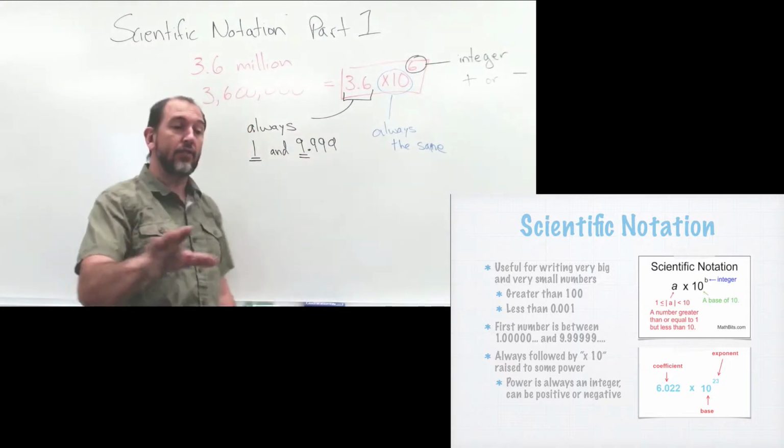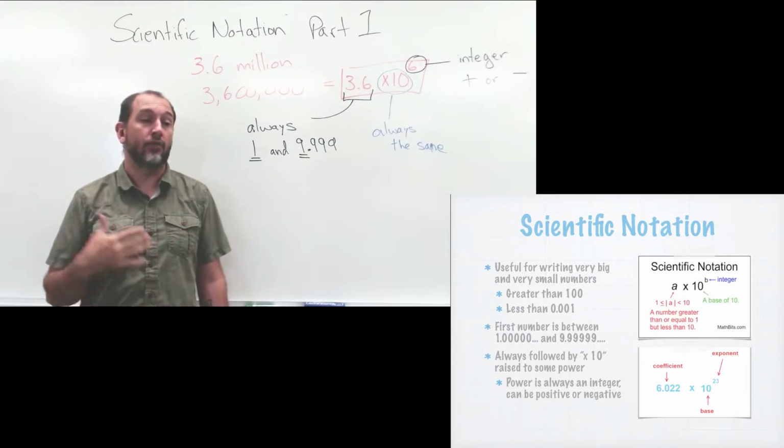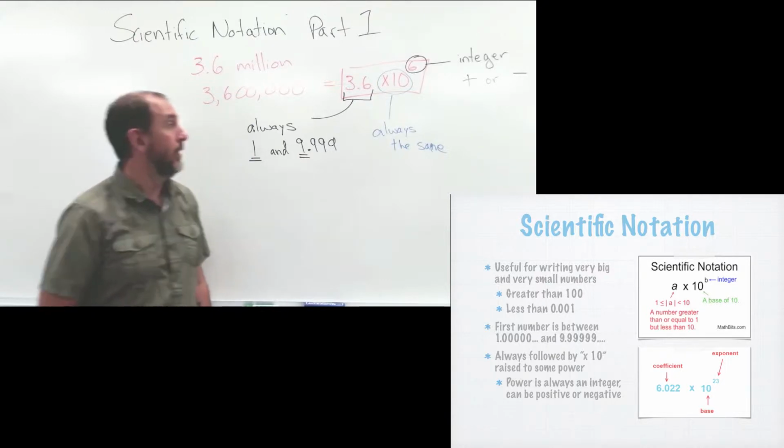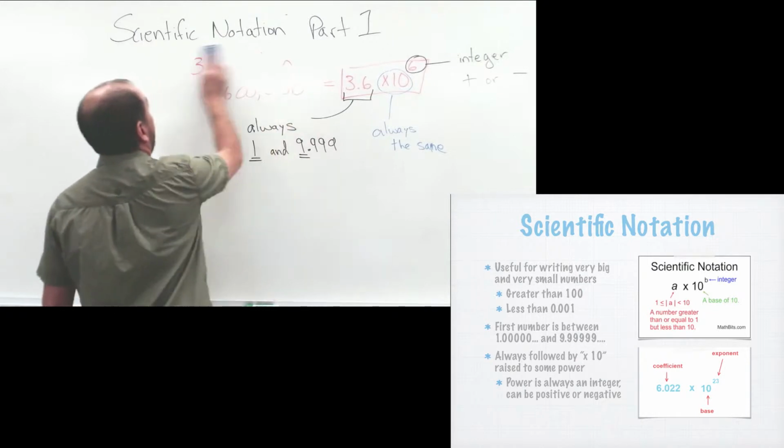Okay? So again, on the slide here, you can see they have a number 6.022 times 10 to the 23rd. And so that means that that's times 10 to the 23rd power. Okay? Now, let's take a look at some examples and see if we can learn by example.